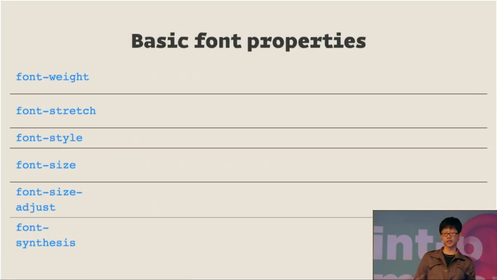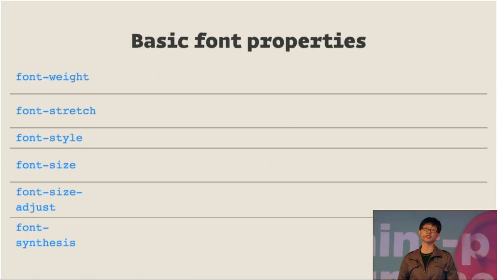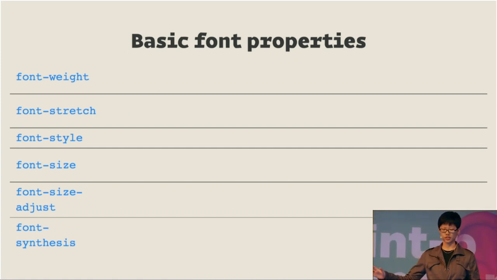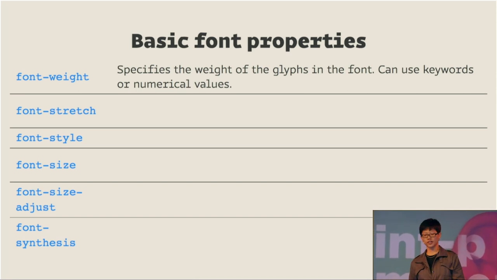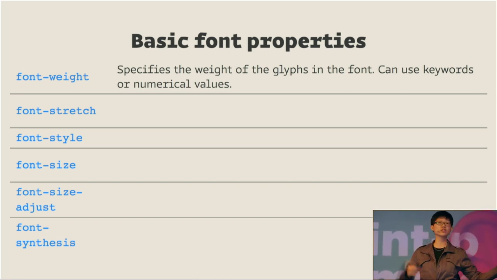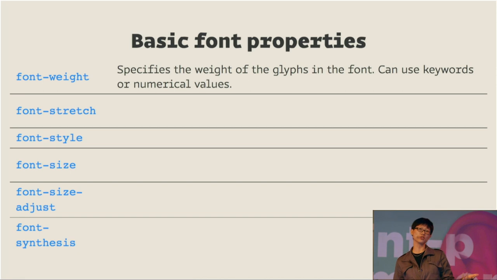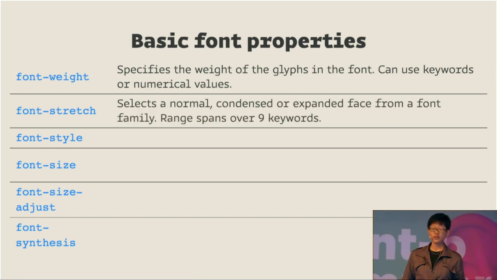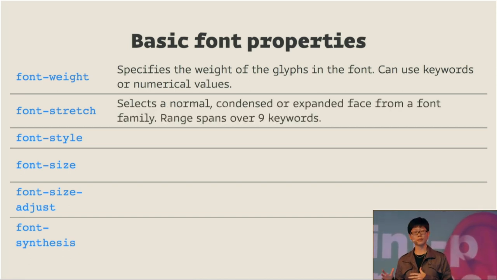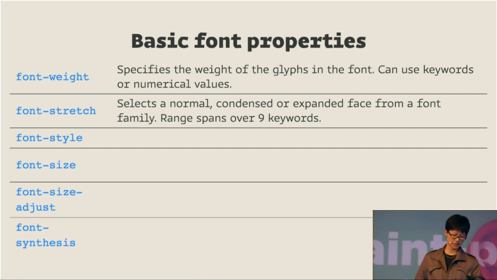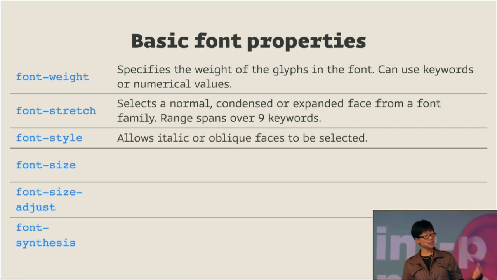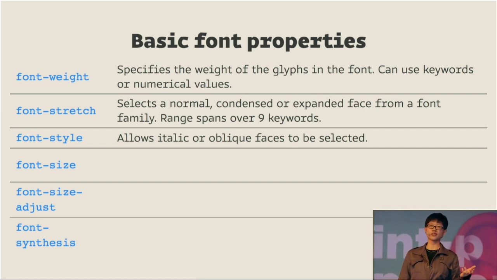Not counting the font shorthand, there are 6 basic font properties, and the last 2 were introduced in Fonts Level 3. So I'll quickly run through the first 4. Now, font-weight is for indicating the stroke thickness of your font, and it can take values from 100 to 900 or keywords like bolder or lighter. Now, font-stretch is used to select fonts based on their widths, ranging from condensed to expanded.